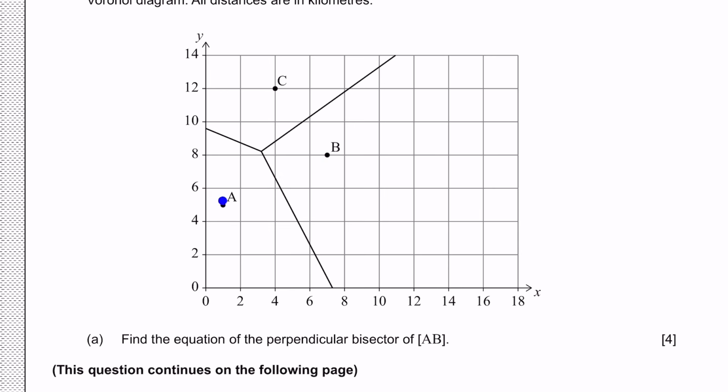So here's AB. We want to find this edge, this boundary line right here. Perpendicular bisector of AB. All right. I kind of like these questions. They actually show up fairly often, and at least in terms of the set of steps that we need to follow, they're always the exact same actually.